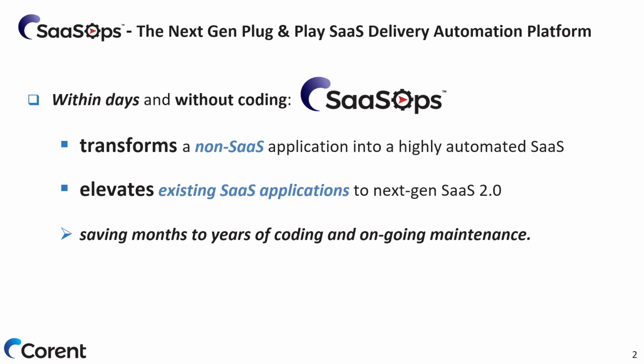SaaSOps is the next-gen plug-and-play SaaS delivery automation platform. Within days and without coding, SaaSOps enables you to transform a non-SaaS application into a highly automated SaaS. You can also elevate existing SaaS applications to next-gen SaaS 2.0. This can result in saving months to years of coding and ongoing maintenance.